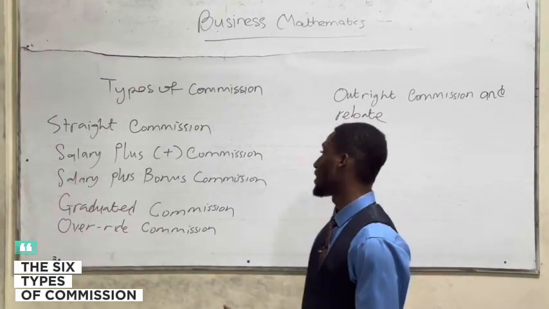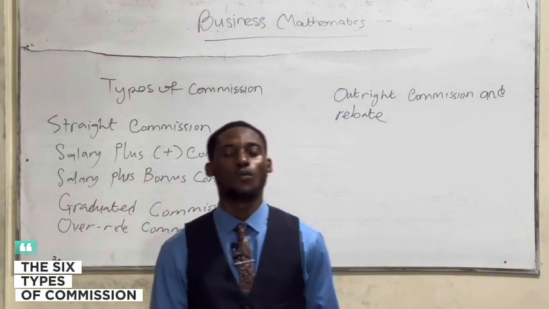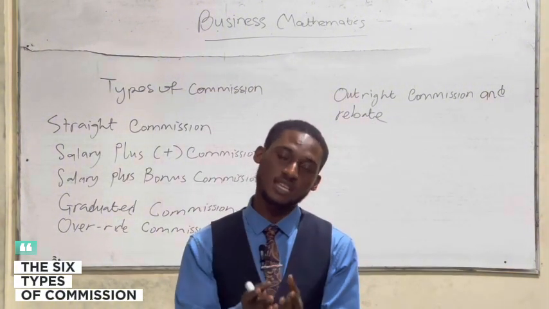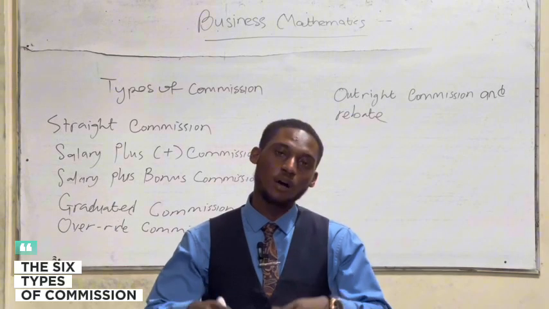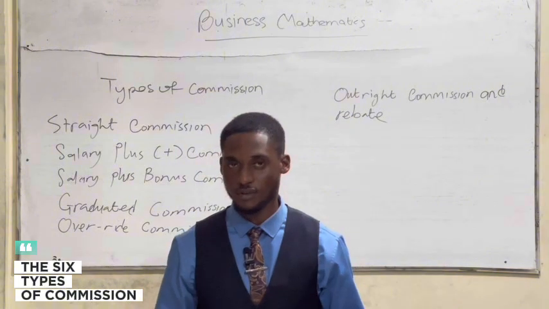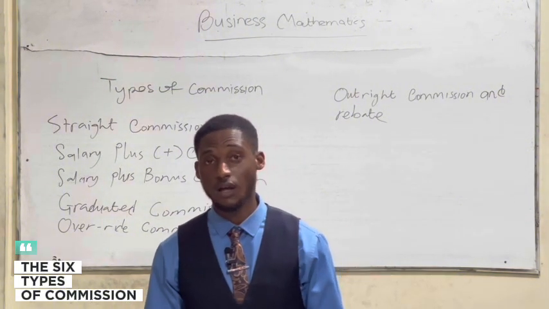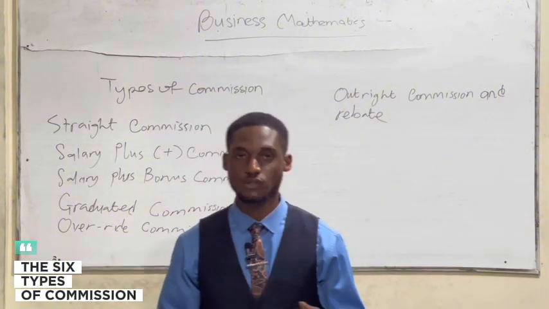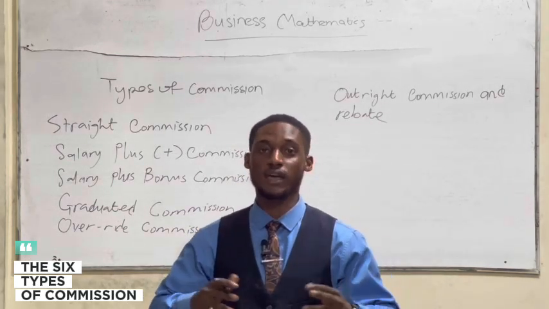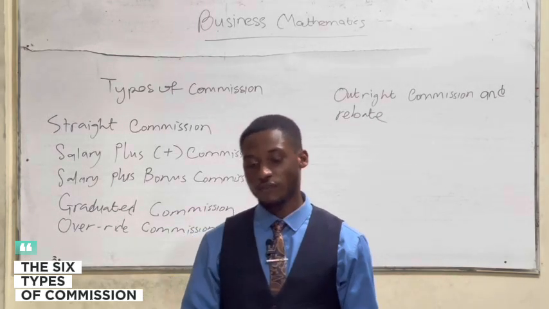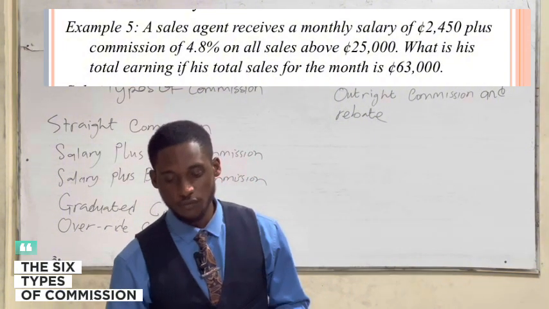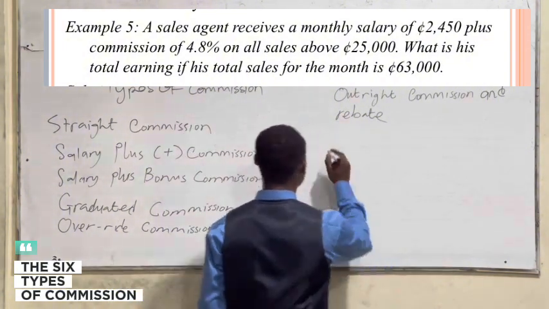So we move on to salary plus commission. When it comes to salary plus commission, an employee gets an additional commission to his or her fixed term salary. It is simple as ABCD. Salary plus commission. The employee gets an additional commission to his or her fixed term salary. So for example, a sales agent receives a monthly salary of 2,450.